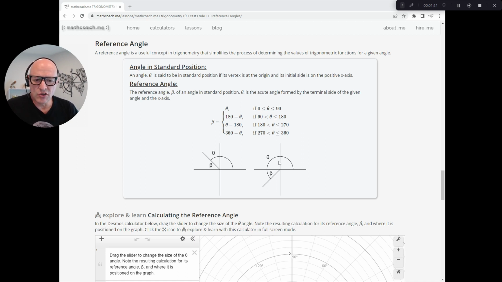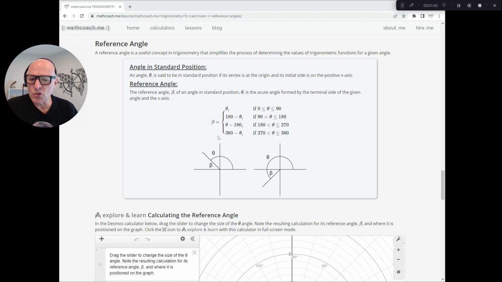If we go on into quadrant 3, and this looks like it's 180 plus 45, so that's about 225 degrees for theta. For that reference angle, it is from the terminal arm to the negative x-axis, and in this case, it could be about 45 degrees.